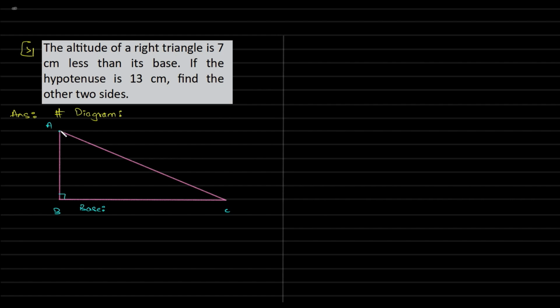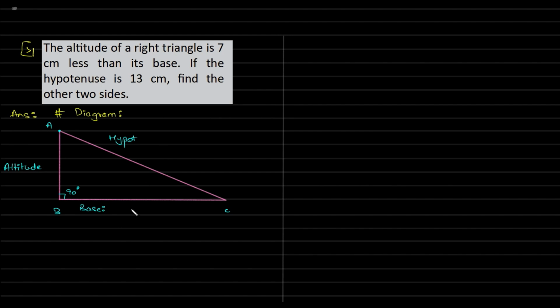Altitude is a line touching from the vertex of the triangle, the topmost vertex in your page, to the base. That's your altitude, and it has to make an angle of 90 degrees. It has to be perpendicular, and that's your altitude. And this side is your hypotenuse.